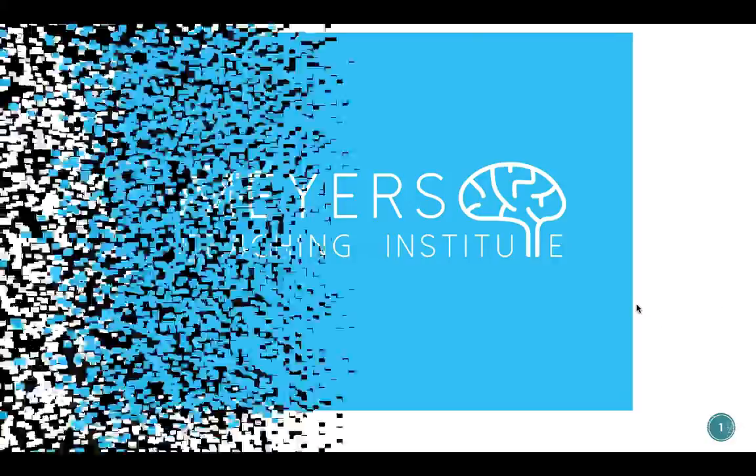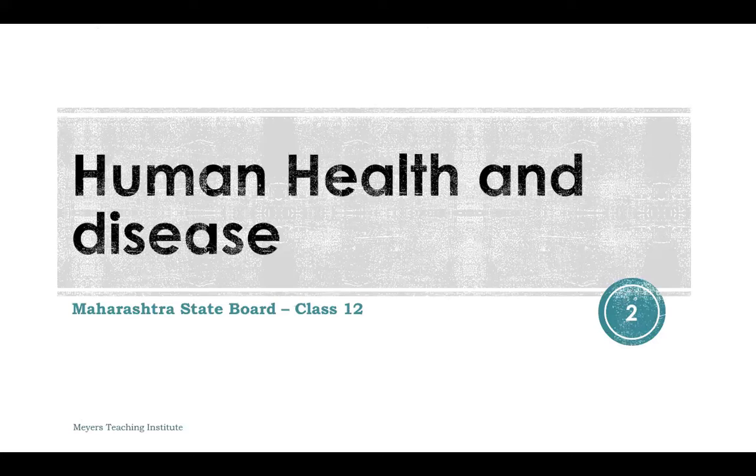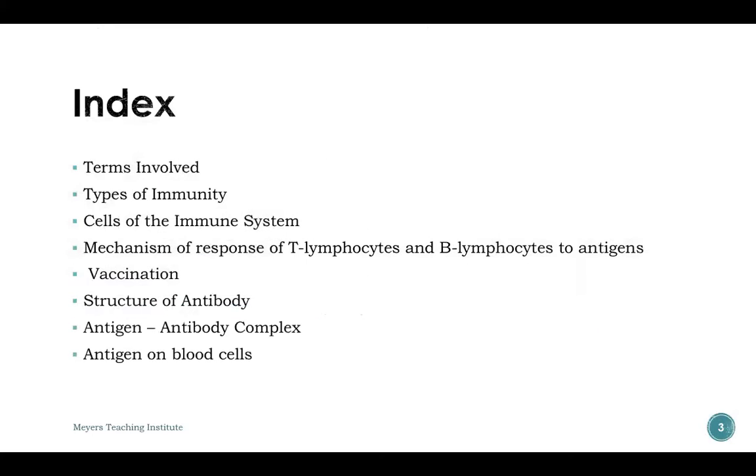Today, we will be covering a chapter from the Maharashtra State Board of Secondary and Higher Secondary Education syllabi, particularly for Class 12th Higher Secondary Education: Human Health and Disease. So, in this presentation or video, we will be covering the following topics. We will not be going into certain diseases like malaria, dengue, etc. But we will understand the terms involved, the concepts of immunity, the cells that work for our immune system, and the whole interrelation with antigens and antibodies.